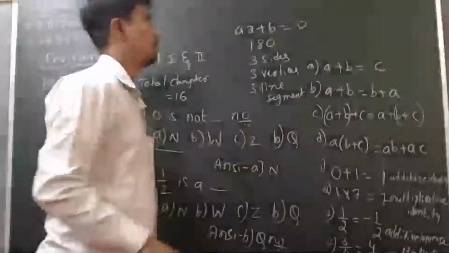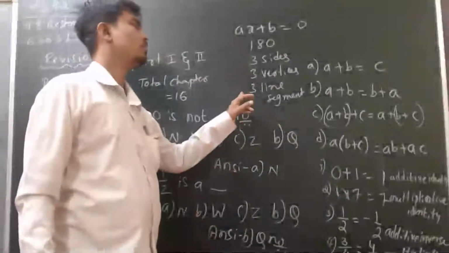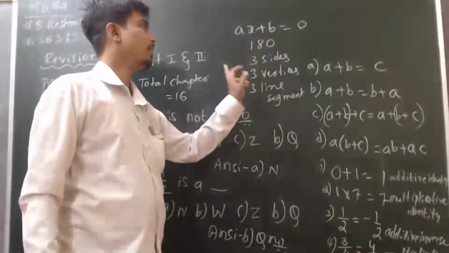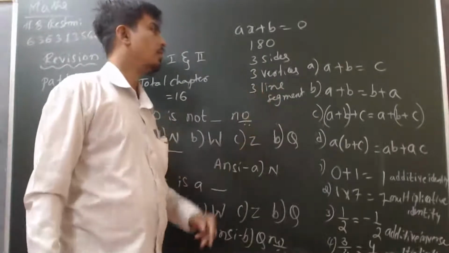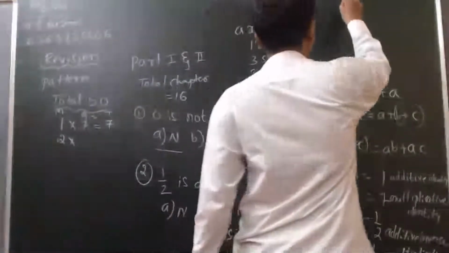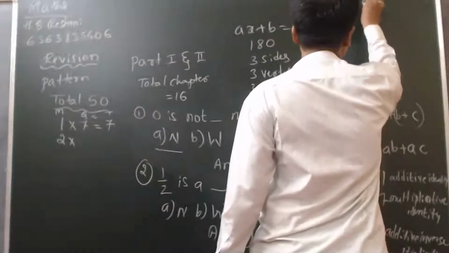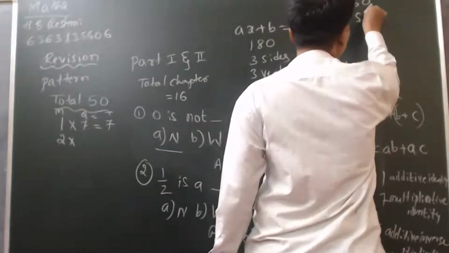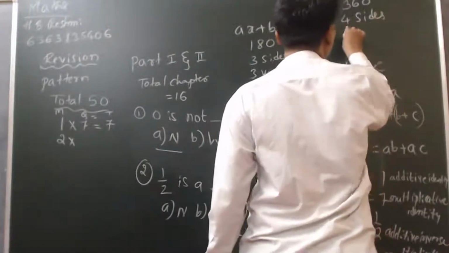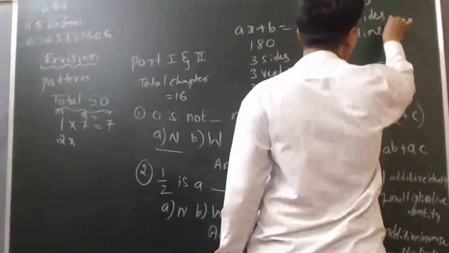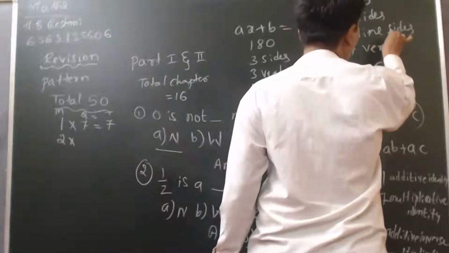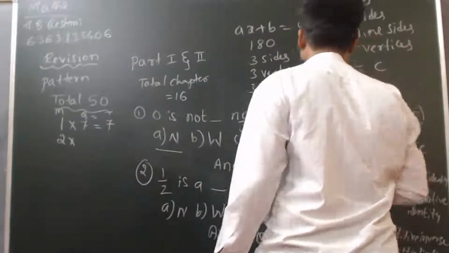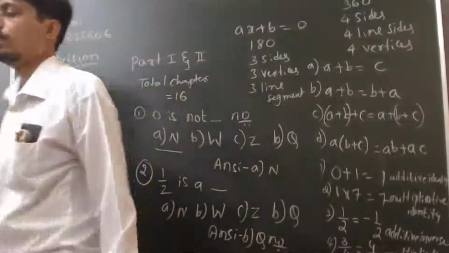Remember this. For a triangle, the angle sum is 180, sides 3, vertices 3, line segments 3. Similarly, for a quadrilateral, it will be 360, sides 4, line segments 4, vertices 4.